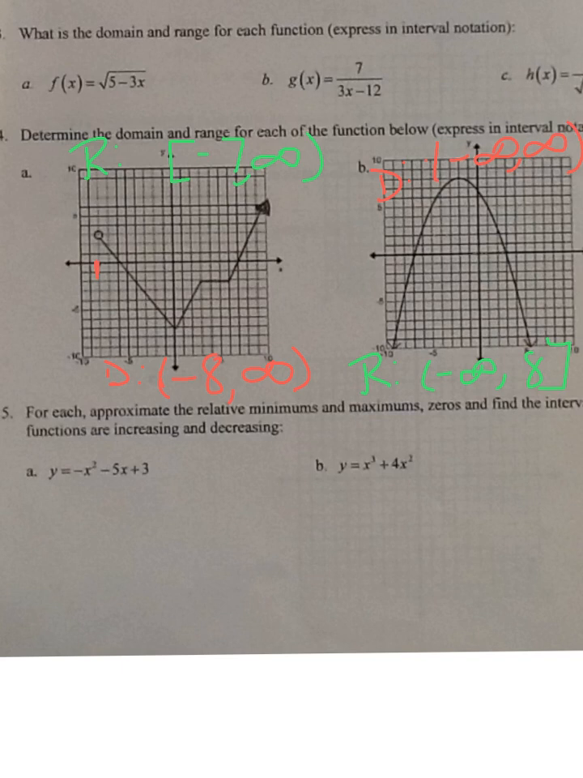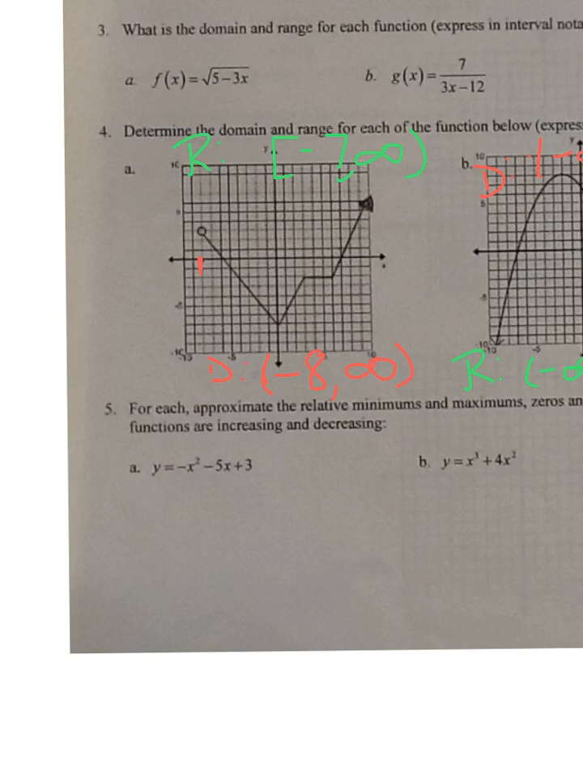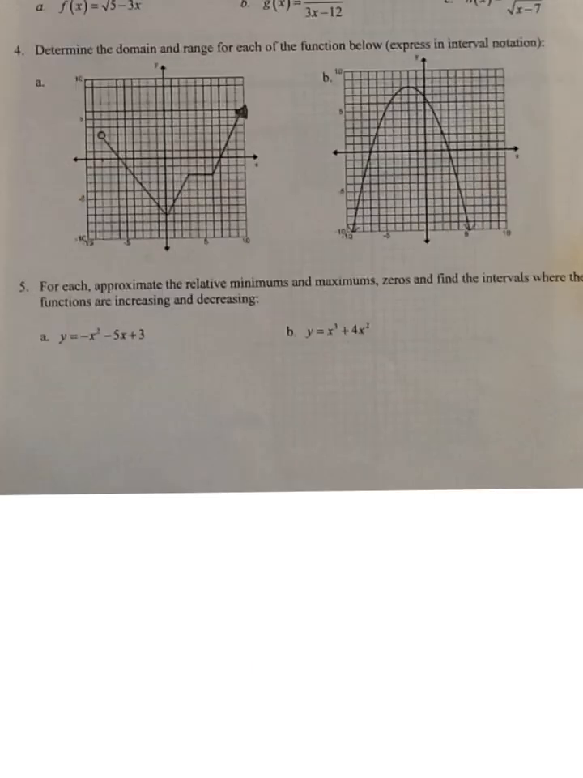All right, let's take a look at number 5. Okay, so number 5 says, for each, approximate the relative mins and maxes, zeros, and find the interval where the function is increasing and decreasing. So you're going to graph these, and you're going to start by finding the maxes. So graph these on your calculator. So here's the first one. Here's A.